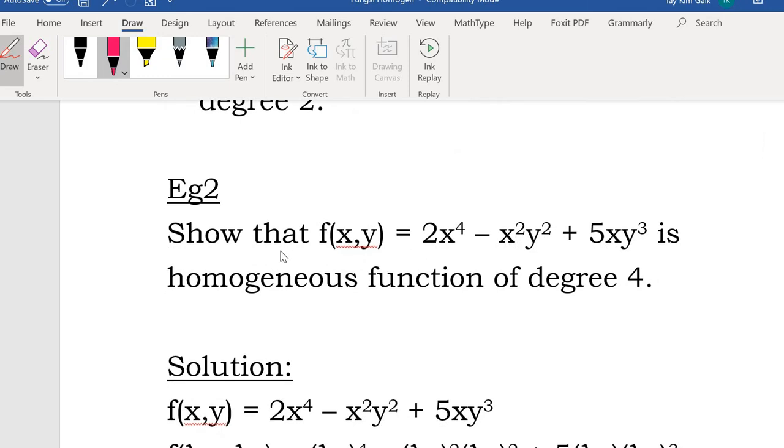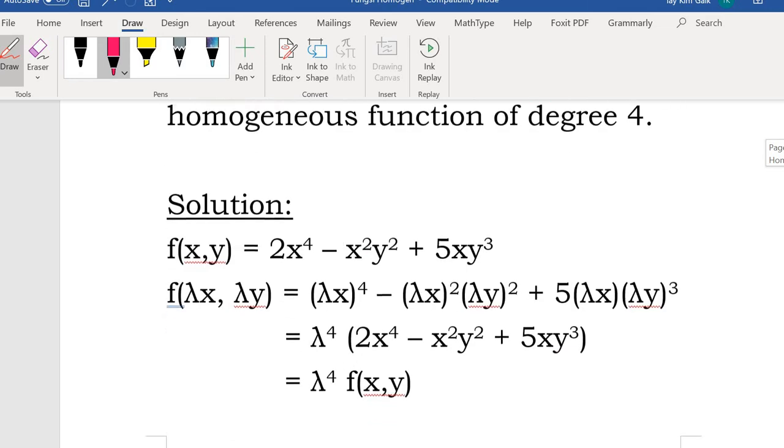Example 2: show that f(x,y) equal to 2x power 4 minus x squared y squared plus 5xy cubed is a homogeneous function of degree 4. The shortcut is to observe the power for each term. This is x power 4, so this is 4. Here you have 2 and 2, add up is 4. So x power 1, y power 3, total is 4. So it should be a homogeneous function of degree 4.